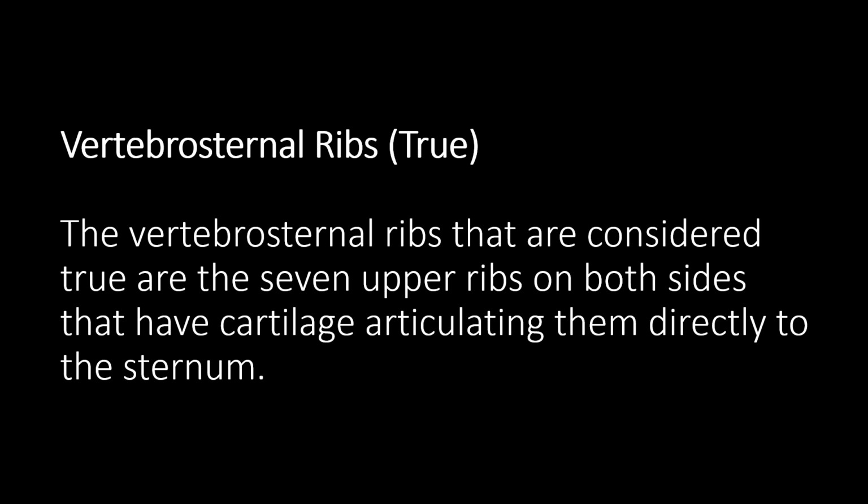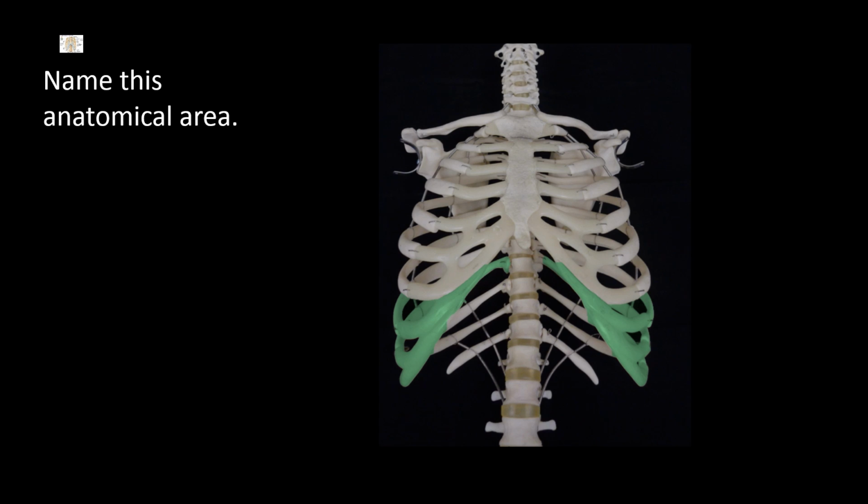Vertebrosternal rib. True. The vertebrosternal ribs that are considered true are the 7 upper ribs on both sides that have cartilage articulating them directly to the sternum. Name this anatomical area.